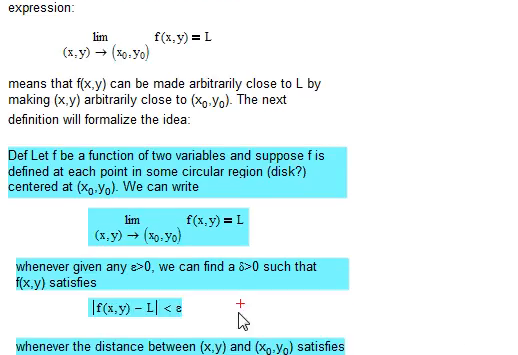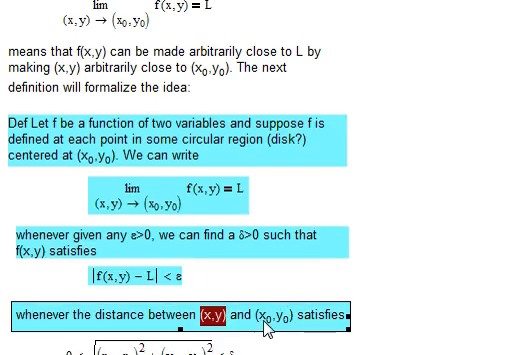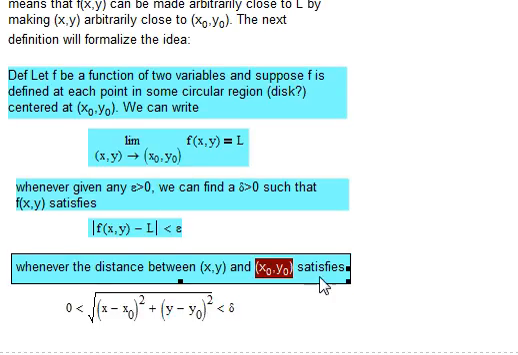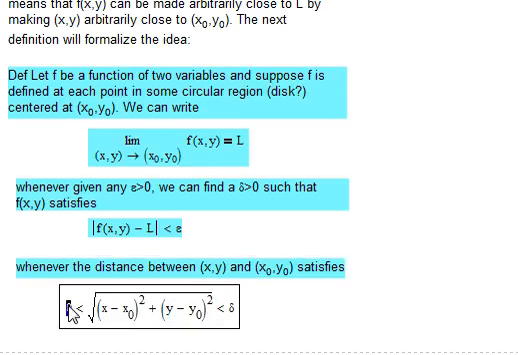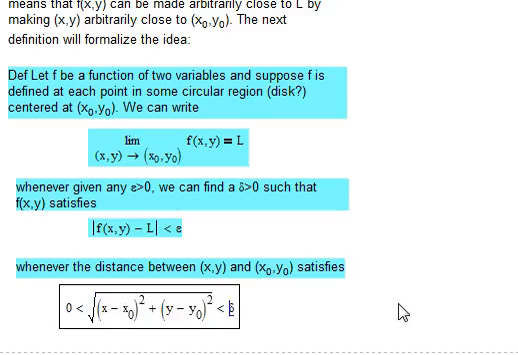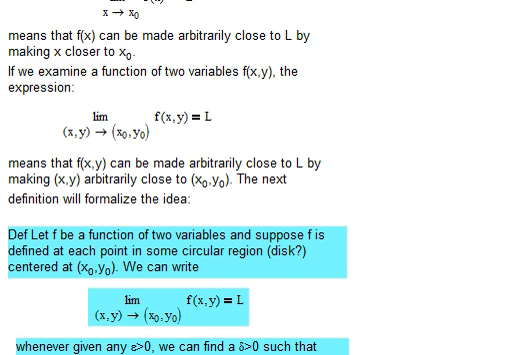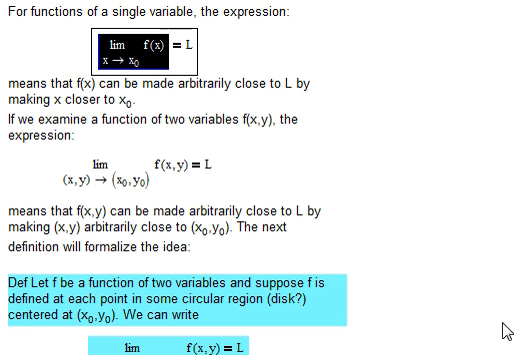In other words, f of xy is within epsilon units of L, the limit, whenever the distance between xy and x sub 0, y sub 0 satisfies, okay, now this is tricky, 0 less than this expression less than delta. So it's a little bit more than the two-dimensional variation of a limit, which is way back up here, is a little bit more than that.